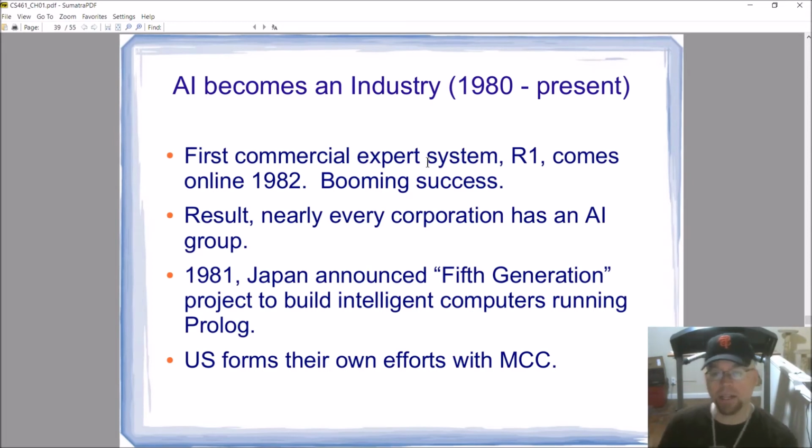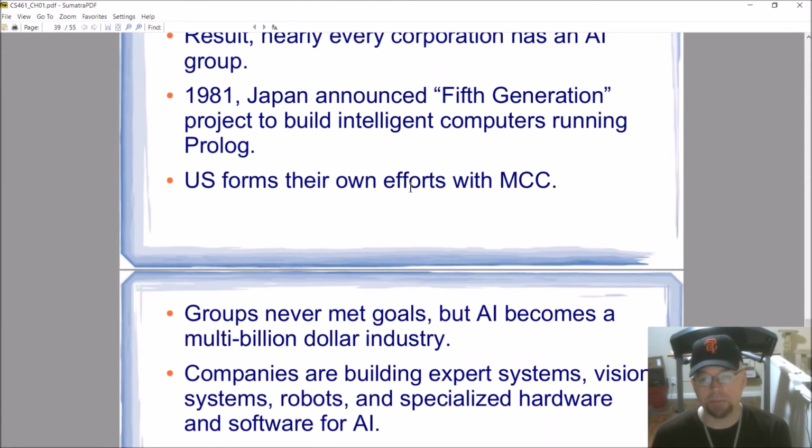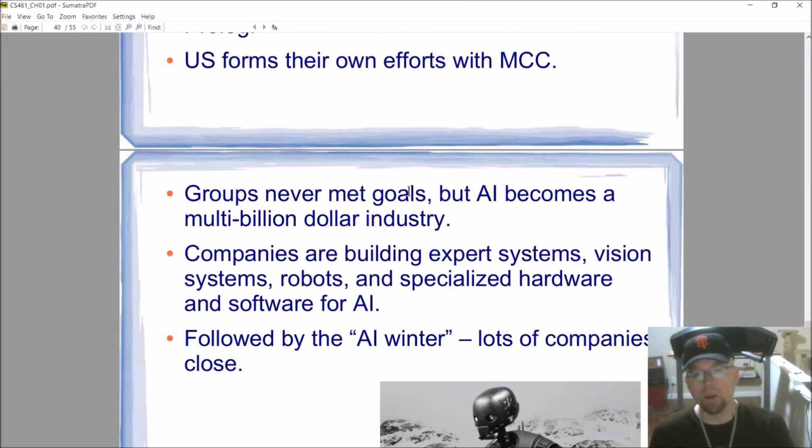Japan takes the lead at this point. In 1981, they come up with their so-called fifth generation project, and they're trying to build intelligent computers using the Prolog language. The US, of course, has to form a response. They come up with their own project known as the MCC project. Now, both of these groups never really met their goals, what they were trying to do.